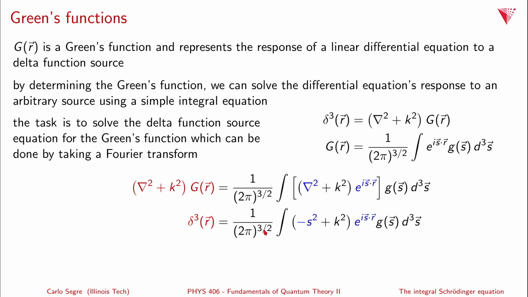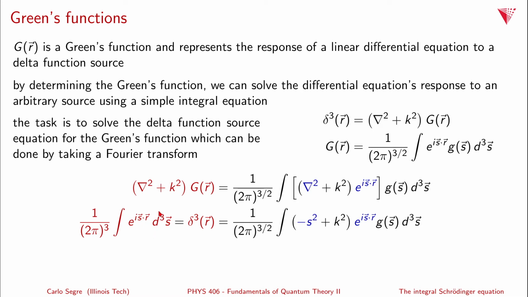1 over 2 pi to the 3 halves, integral of minus s squared, because when we take that derivative, we pull down s squared, plus k squared, all applied to e to the I s dot r times g of s integrated over s. But the delta function, there's another representation that we can make of the delta function, which is 1 over 2 pi cubed times the integral of e to the I s dot r d cubed of s. So that's a fully equivalent representation of the three-dimensional delta function.